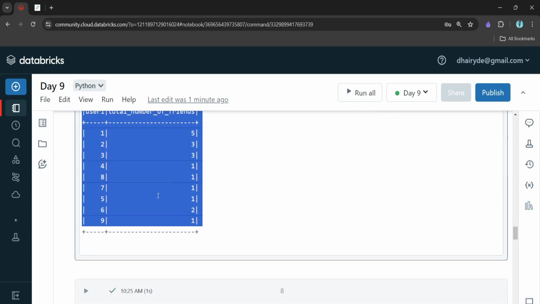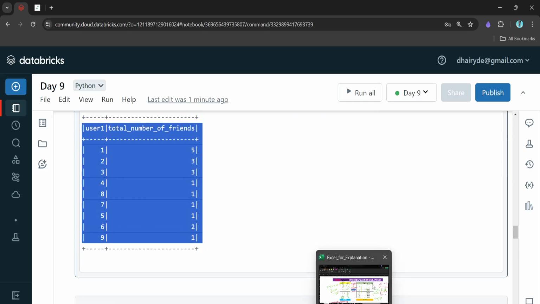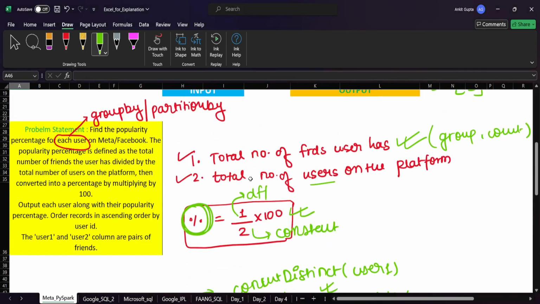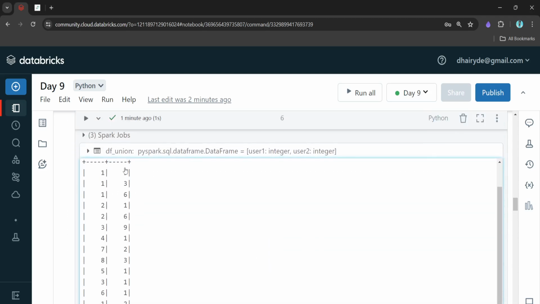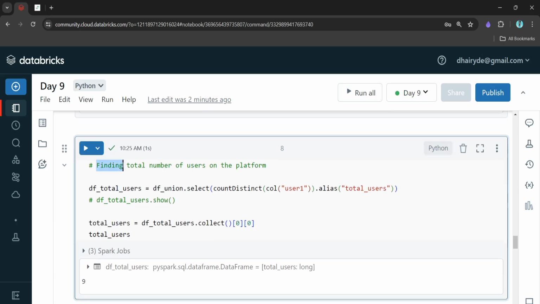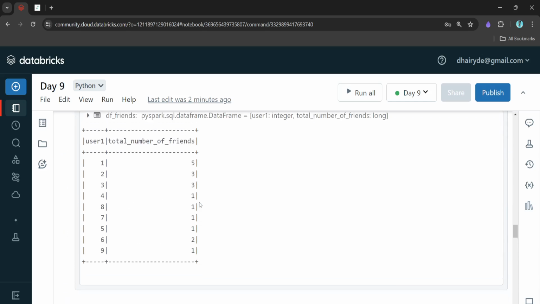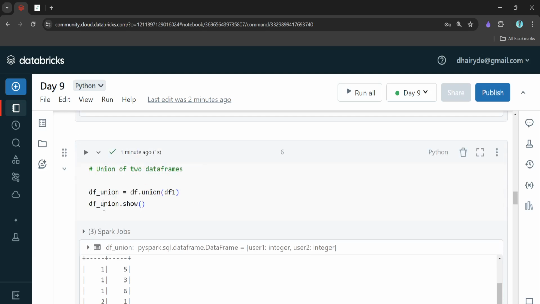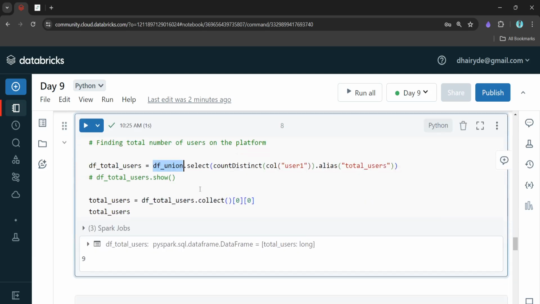So once we have this, then what was the next step? The next step was total number of users on the platform. So this is quite simple, right? So once we have all the combinations, we can simply use the count distinct. So if you see here, this is the step of finding the total number of unique users on the platform. So what we can do, we can use the df union. The name of this data frame is basically df union, right? And then we can write select and then count distinct. So this is the inbuilt function, count distinct on what? User one, right? And then we are aliasing this as user one.